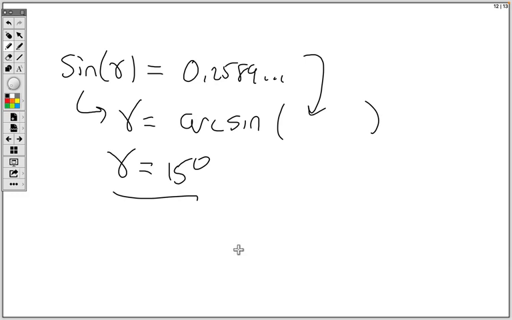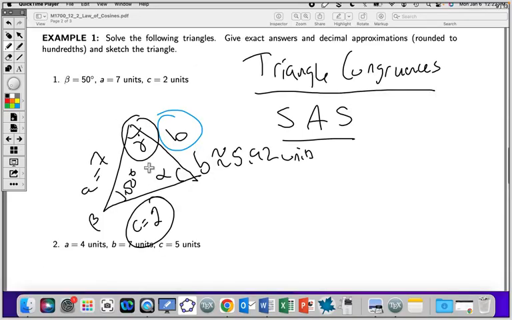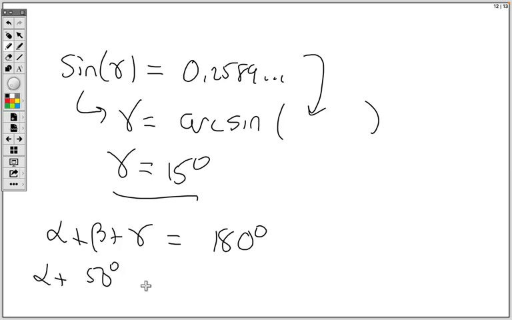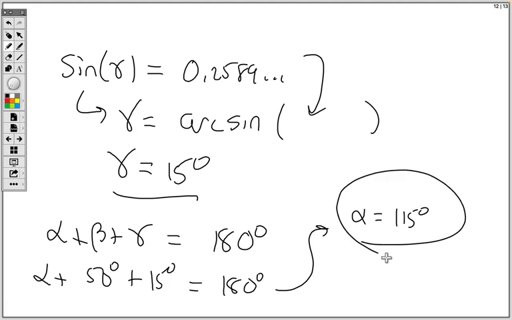And now that I know what gamma is, I can find my missing angle alpha. All right, alpha plus beta plus gamma has got to be 180 degrees. Beta is 50. Gamma is 15. So let's see, if I take 180 minus 50, that's 130, minus 15 is 115 degrees. So alpha did end up being an obtuse angle.